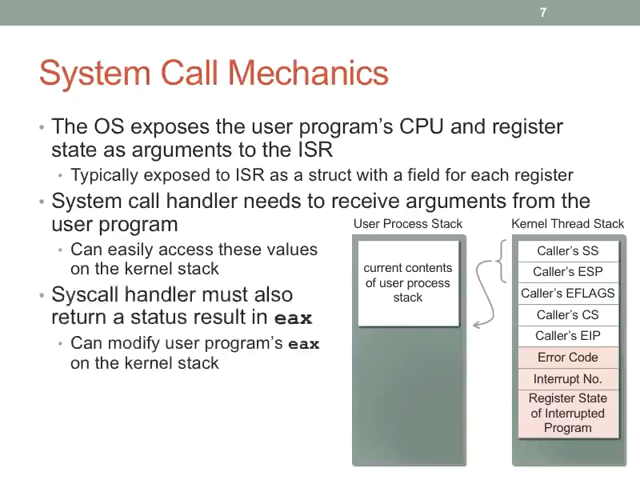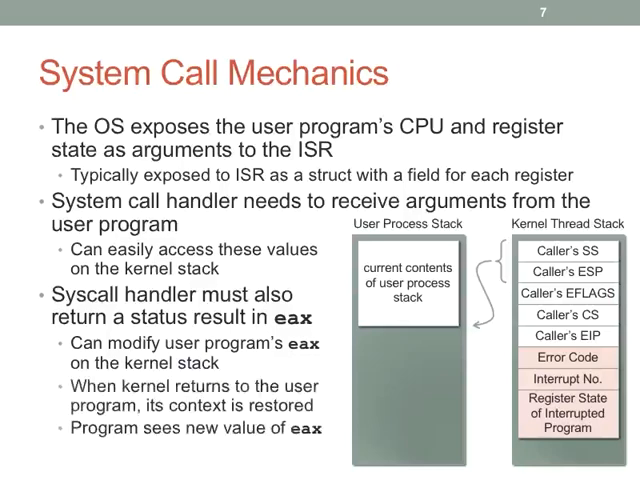That's easy enough. Also, it has to be able to return a status result in EAX, but not its EAX. So all it needs to do is just modify the interrupted program's register state, and when we IRET at the end of the trap handler, it'll see its EAX has been changed, because that program context will be restored into the registers, and it'll say, oh, okay, EAX has now been changed to store the status value of the system call. Okay? So that's easy enough.